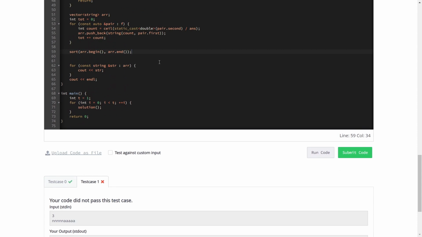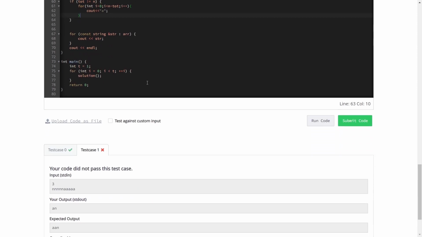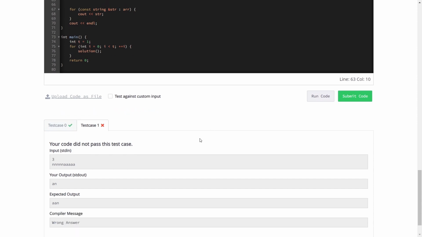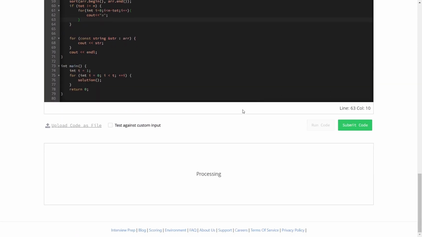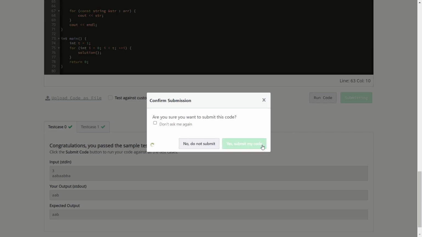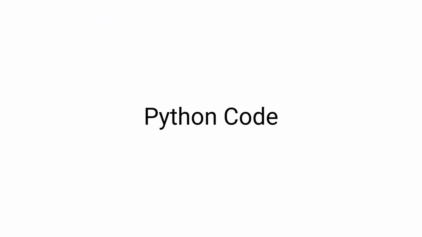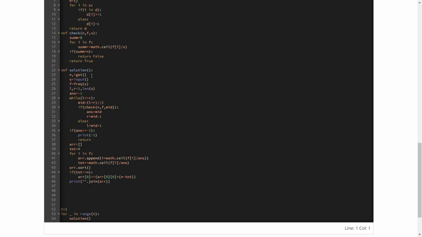So on that occasion, there is a chance that the generated string might end up less than the size of n. In that case, we'll just add that many A's at the start, because it needs to be lexicographically the smallest, and this should work. Yep. So let's submit and see. And yeah, it works as expected. So let's look at the Python solution now.